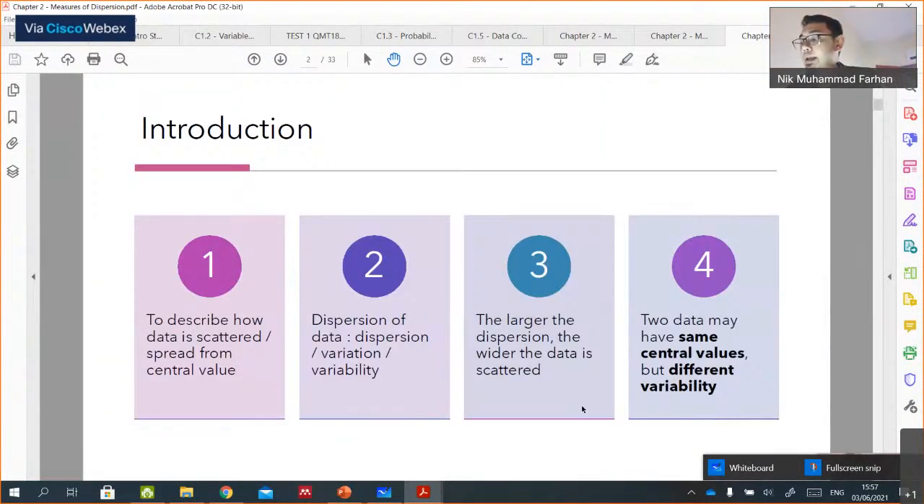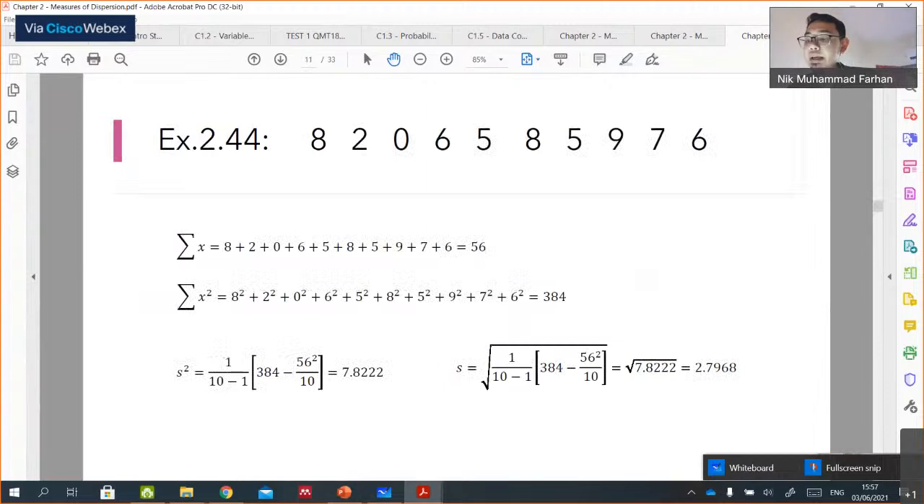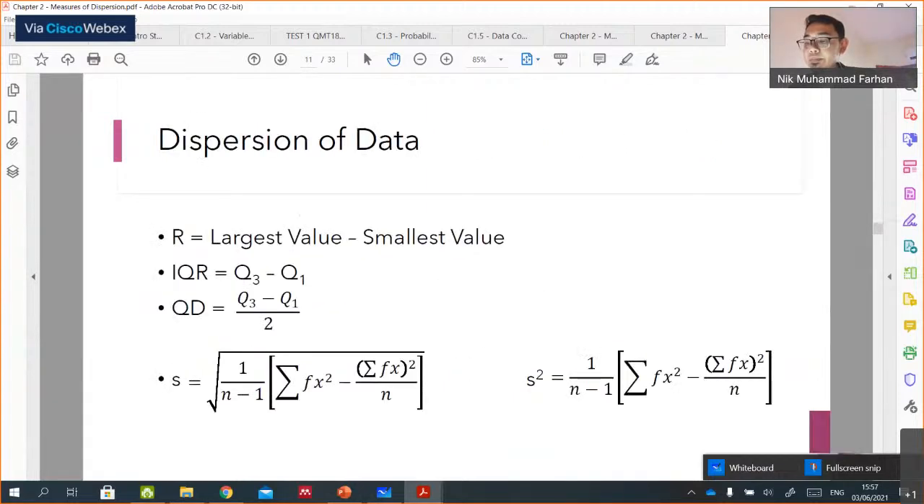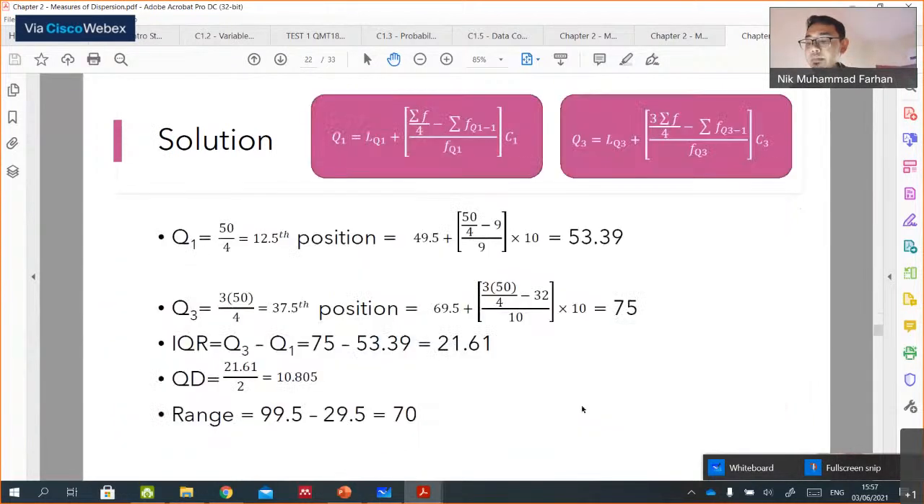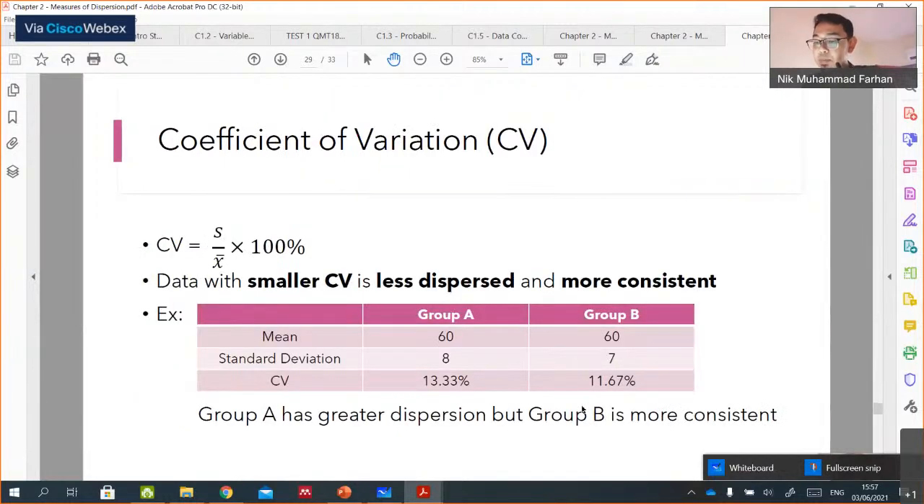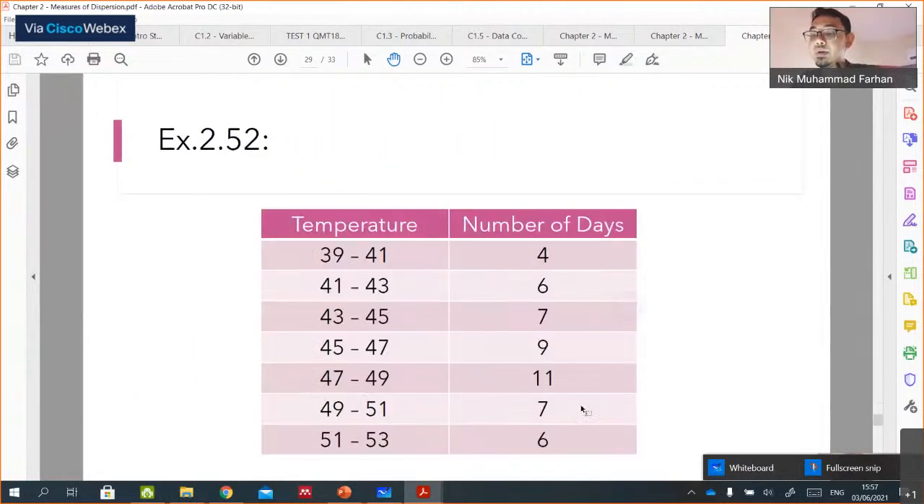Okay, we want to talk about the group data now. Saya kena ingat lah for group data ni. Baik. This one. So yang diperlukan adalah midpoint dan frekuensi. Kena ingat, midpoint dan frekuensi. Right, so calculate the average and standard deviation. So you have to build the table for midpoint dan juga frekuensi sahaja.